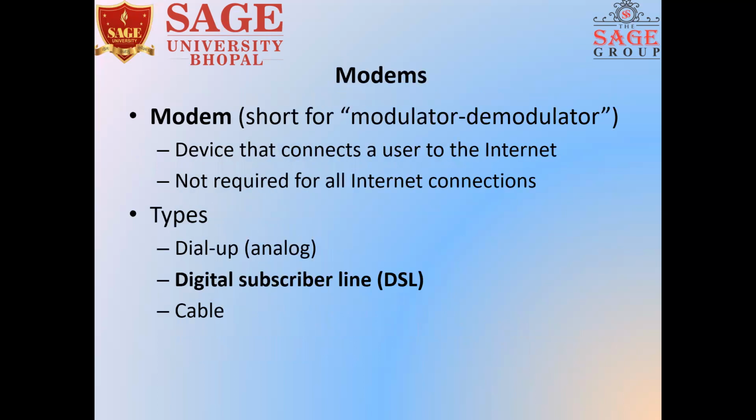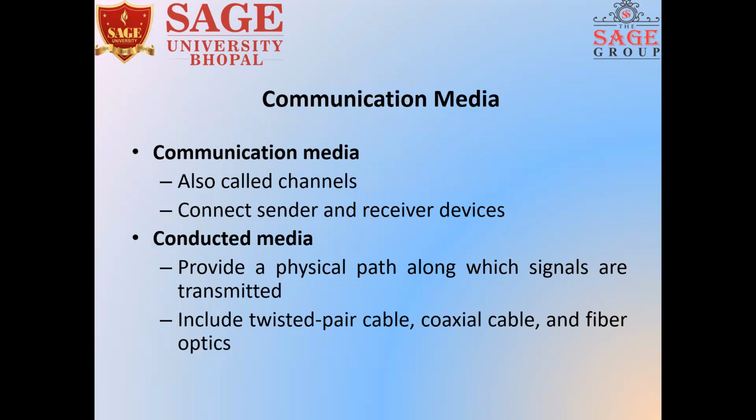And what are modems? A modem is a device to modulate and demodulate the frequency. It is a device that connects the user to the internet, though it is not required for all internet connections. That is called a modem. The types of modem are dial-up, which is analog, digital subscriber line (DSL), and cable, which are also part of communication to connect the data to any device and obtain the data. So these are all the data communication systems and devices.